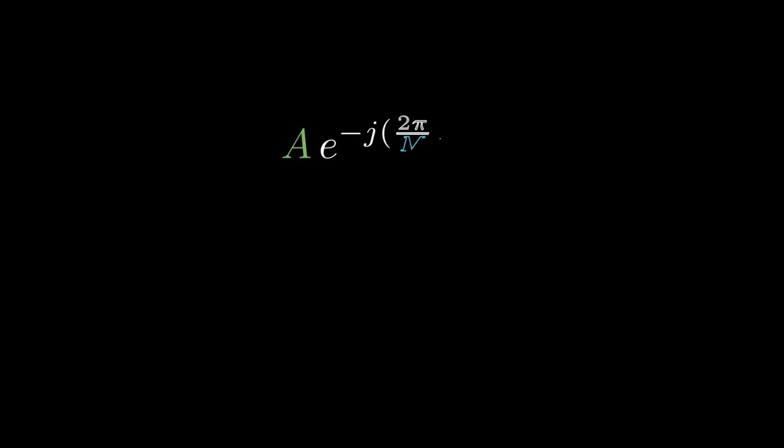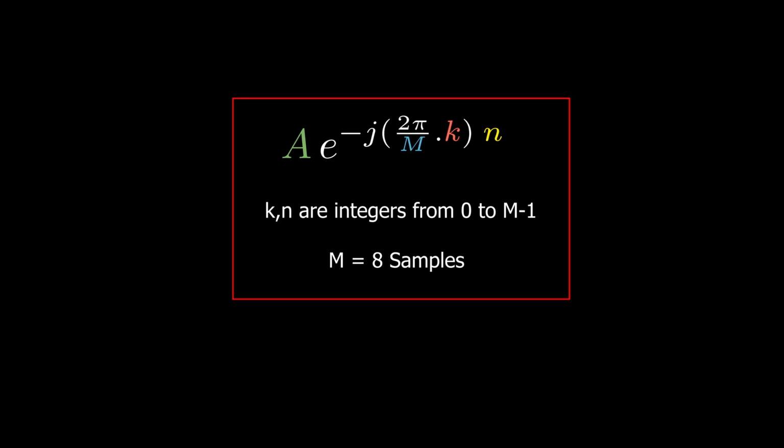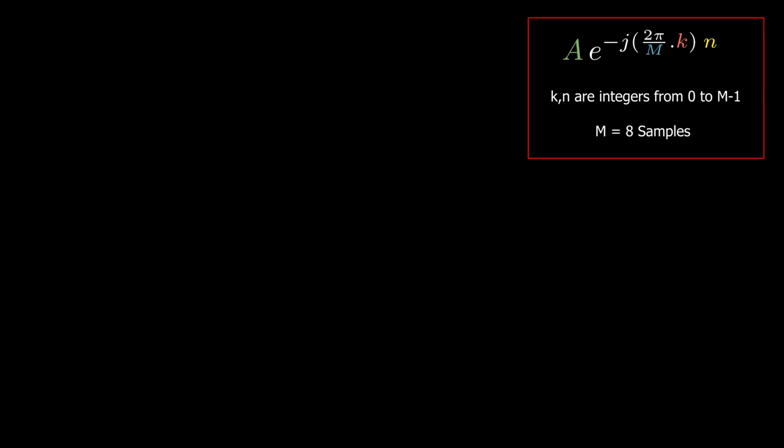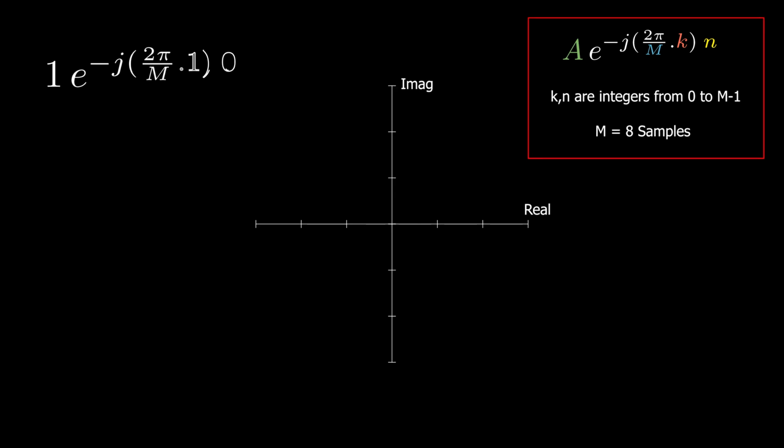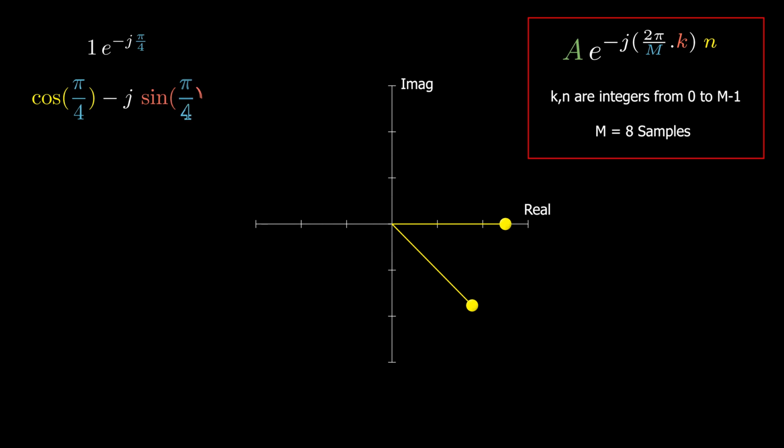Suppose we have a discrete complex exponential signal in that form, with n and k integer values from 0 to M-1. Let's set M to be 8 sample points. If k equals 1, then at n equals 0, the function represents a complex number in polar form, represented in a complex plane as a vector with magnitude of 1 and angle of 0. At n equals 1, the function is a complex number with magnitude of 1 and angle of π/4, 45 degrees from the real axis. It can also be represented in rectangular form using Euler's formula.